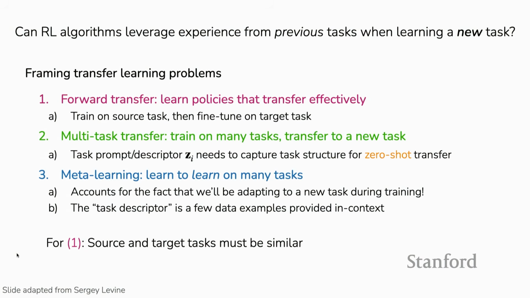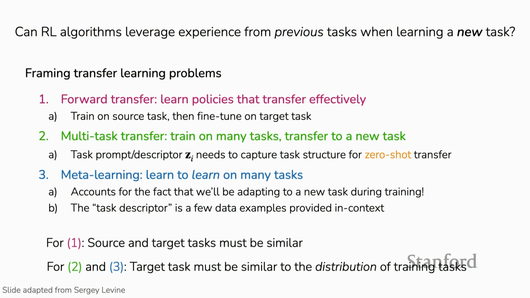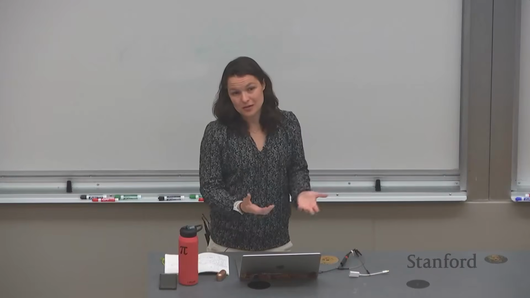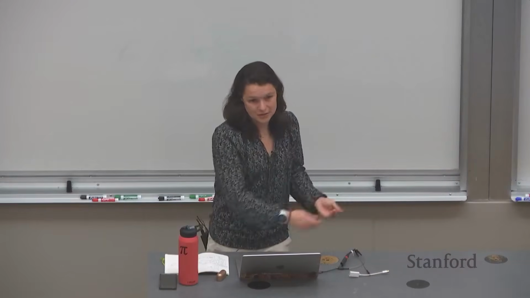Now, for the first scenario to work, you must have very similar source and target tasks. Whereas in some ways things get a little bit easier and a little bit harder for number 2 and number 3. They get easier in the sense that you no longer have to have an extremely similar task. You instead just need to have a distribution of tasks, such that conceivably the new task that you're trying to solve should be within the distribution of the tasks that you've seen during training. It gets a little bit harder because you do need a number of training tasks, not just a single training task, in order to get effective transfer.